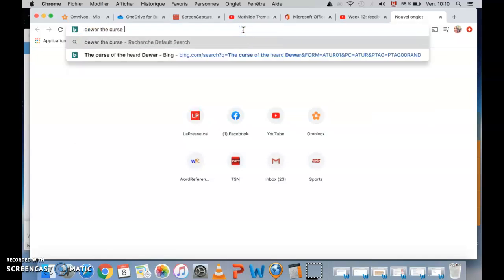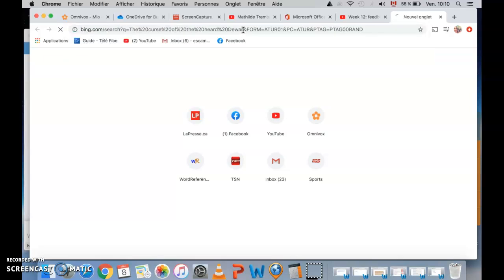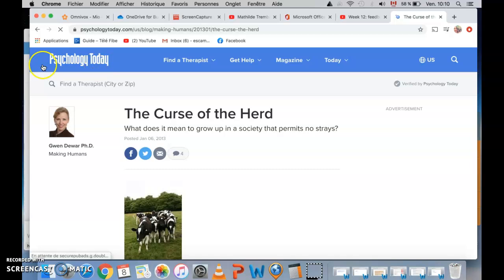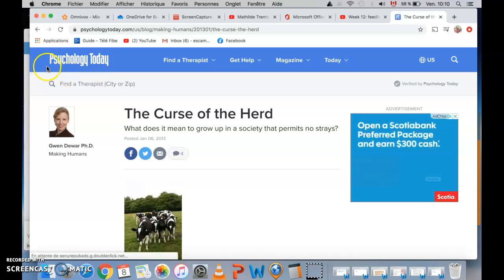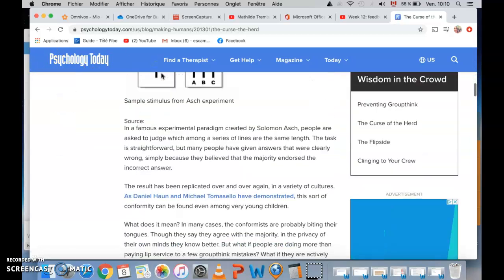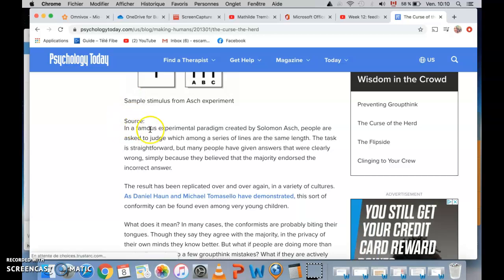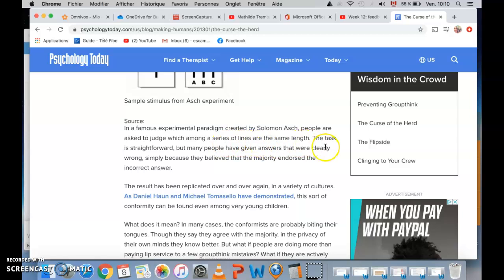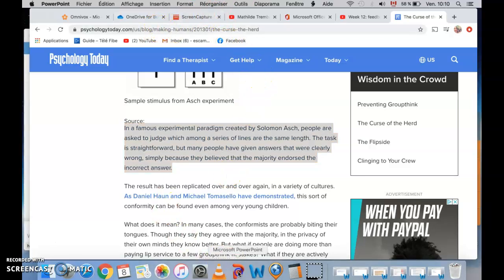The curse of the herd. Look at this. By the way, psychology, and you don't pronounce the P, psychology. You don't do this. Look at how here she incorporates the source. In a famous experiment paradigm created by Asch, people are asked to judge among series of lines. So instead of summarizing the whole thing, it's just a quick overview of what it is, and she uses this in order to support the objective of the article. So you have to do the same thing here, okay?